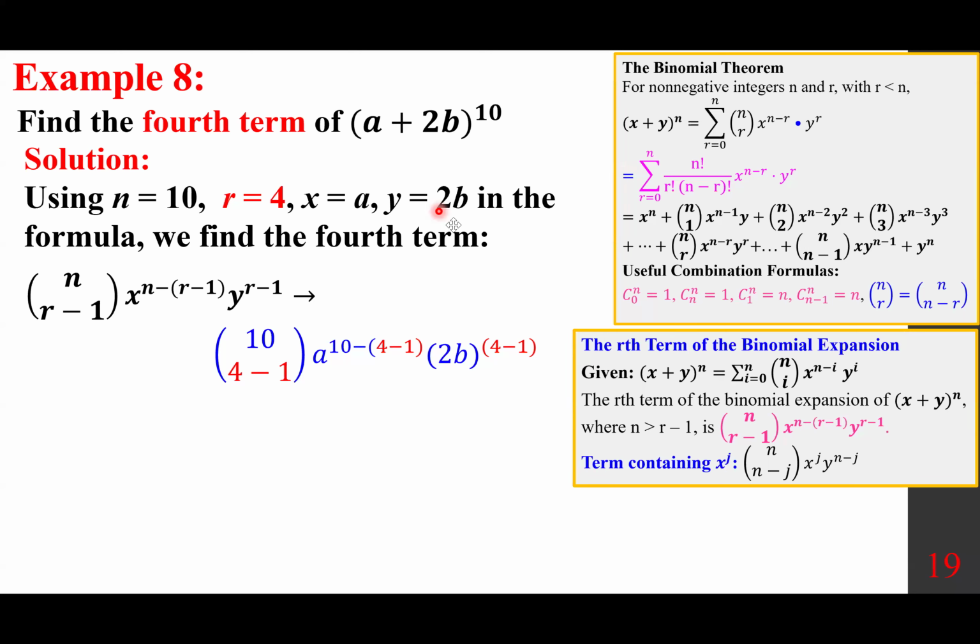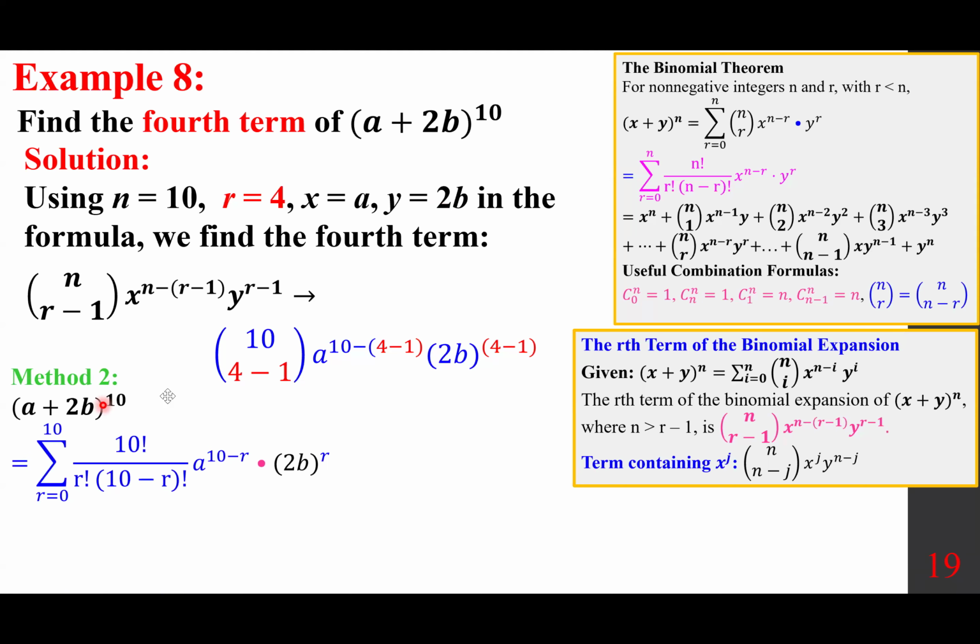Or here's, and we'll find out what it is. Or the easier way: we said (a + 2b) to the power of 10, according to the formula, is this, right? 10 factorial, r goes from 0 to 10. We are looking at the general formula, 0 to n, which is 10. 10 factorial over r factorial, 10 minus r quantity factorial, a to the power of 10 minus r, and y to the power of r. y happened to be 2b.